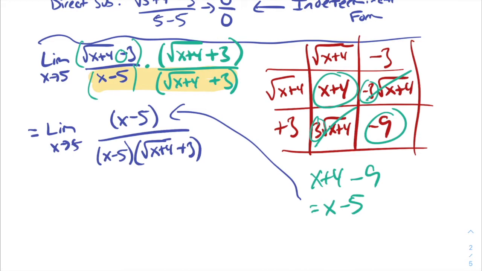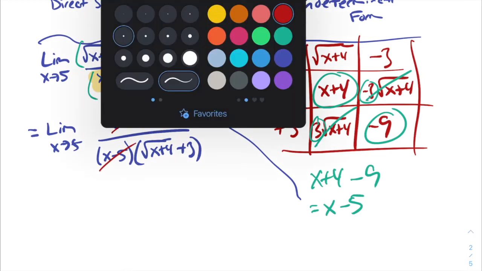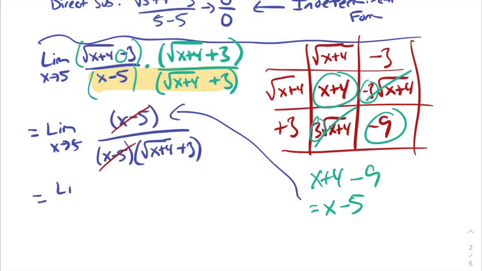And conveniently for us, we notice maybe, hey, I got an x minus 5 in the numerator and an x minus 5 in the denominator. Those are going to cancel each other out. Nice! That's going to make this a little bit simpler. So we've got the limit as x approaches 5 of, well, what's left over is in the denominator, and we have to have something in the numerator, so there's going to just still be a 1 up here. And that's 1 divided by the square root of x plus 4 plus 3.